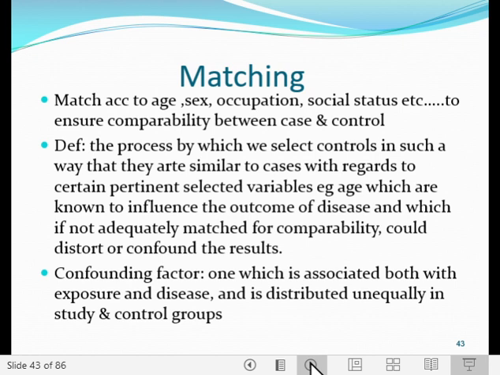There's one more thing which you need to know, that is a confounding factor, that is one which is associated both with exposure and disease and is distributed unequally in study and control groups. As for example, if you are studying the relationship between smoking and lung cancer, then consumption of alcohol can be a confounding factor, because in itself smoking can lead to lung cancer, as well as alcohol can contribute to the disease.